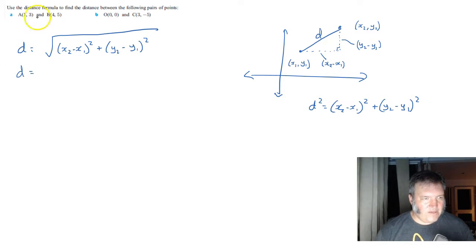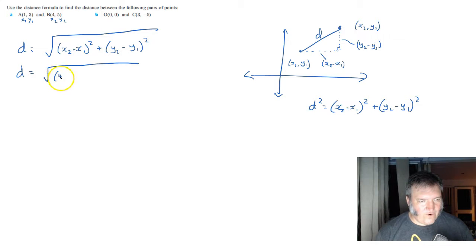Let's go ahead and do this. To ensure you get it right, it doesn't hurt to call that point x1 and y1, and this point x2 and y2, just to make sure you don't accidentally go 3 minus 1 and 5 minus 4, which happens a lot, I've got to say. At any rate, here we go. x2 is 4 minus x1 is 1. So I've got (4 minus 1) squared plus (5 minus 3) squared.